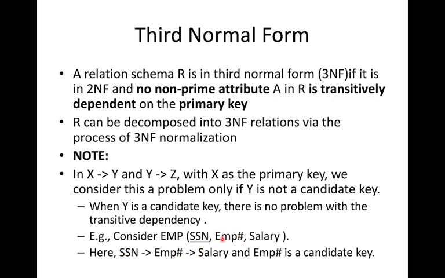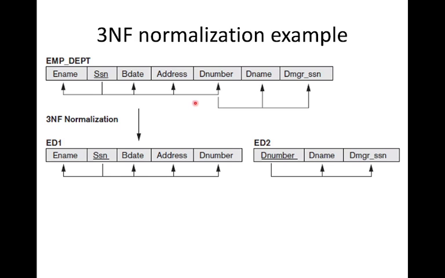So this becomes a problem only if this EM number is not a candidate key. So that is the thing we have to note. Okay, so as per third normal form, no non-prime attribute A in R is transitively dependent on the primary key. So this is an example for third normal form normalization.